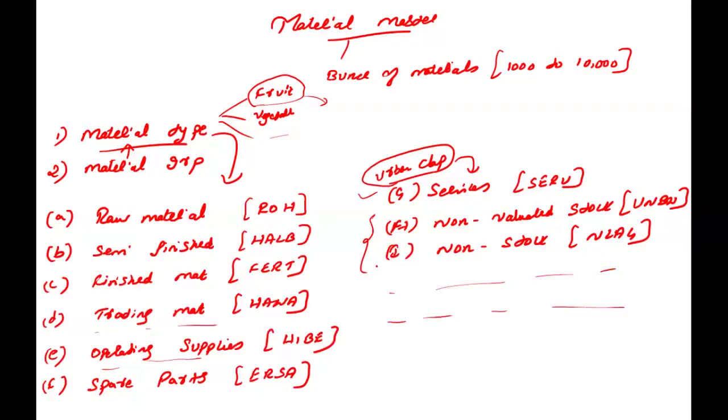Okay, so those types of materials are called non-valuated stock. Then you have the last category of material, which is non-stock material. Non-stock materials are nothing but materials where you have the value of the material, but you don't have the stock. The best example for non-stock material is the rental.